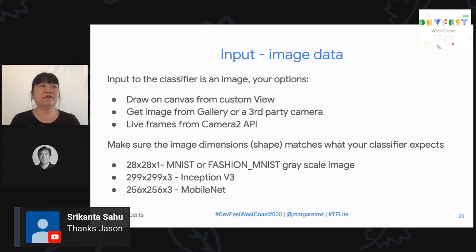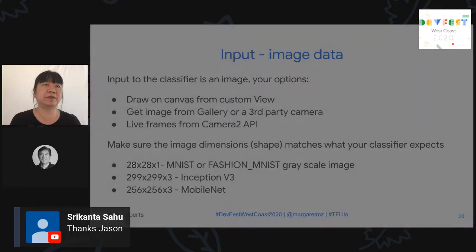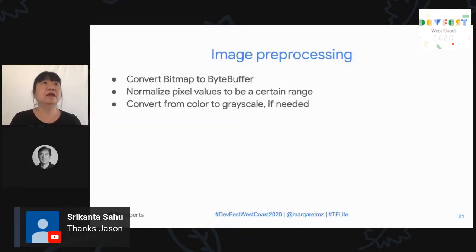After that, you have to make sure, earlier I talked about the model being trained with 28 by 28. You have to make sure your input image is like that. And also depending on what kind of model we're talking about, if it's Inception or MobileNet, etc., you have to match up the input shape. And then there's image preprocessing to convert from a bitmap to byte buffer, because that's what TFLite works with.